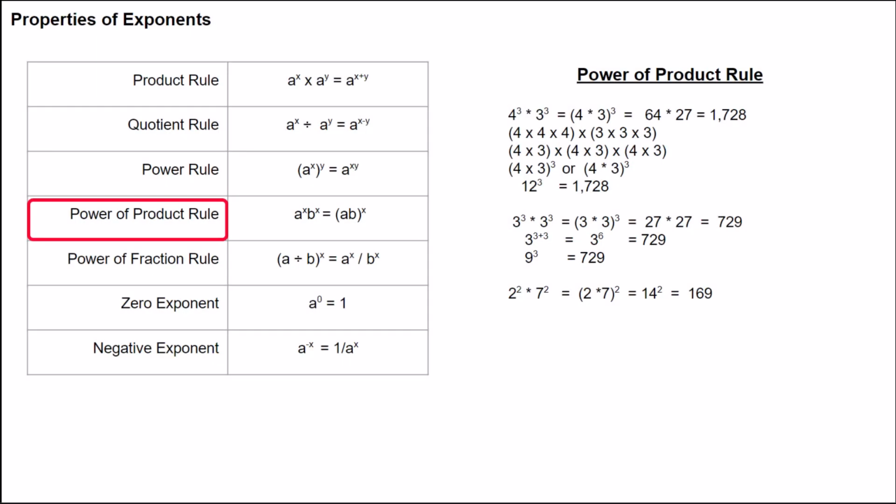This next rule is kind of interesting. Usually when you're performing these operations, you'll notice that the base is the same, but the exponent is different. But there are situations where you can have a different base, and if the exponent's the same, you can combine them in a certain way.